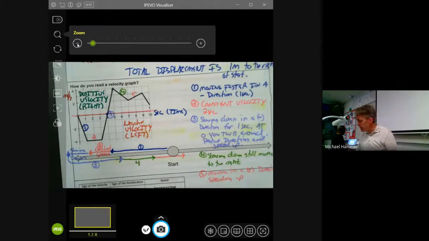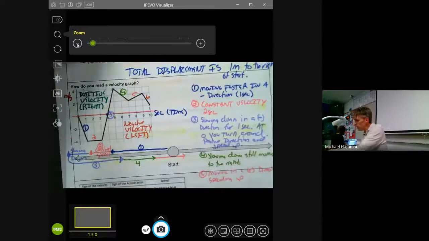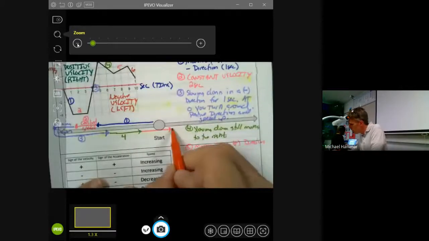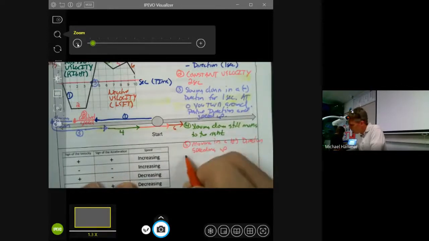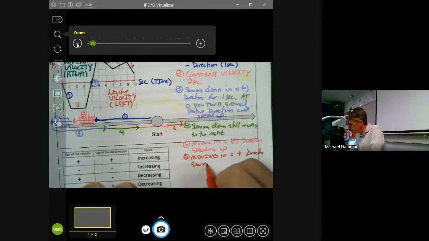Okay? And then our last final thing, step 6, we are still moving in a positive direction. So step 6, we are still moving there. So in 6, we are still moving in a positive direction. But because it's going down, we are slowing down.